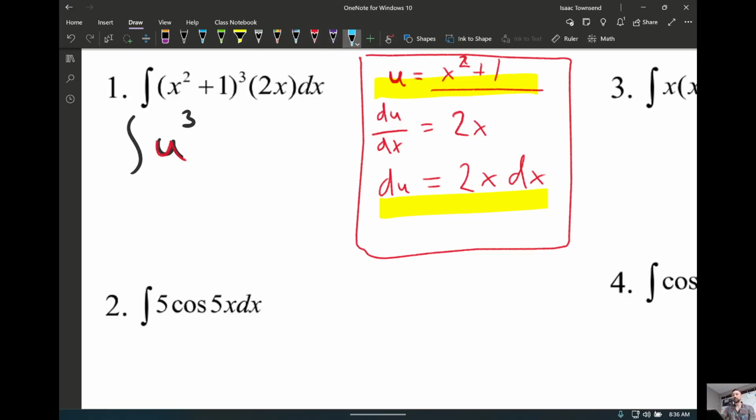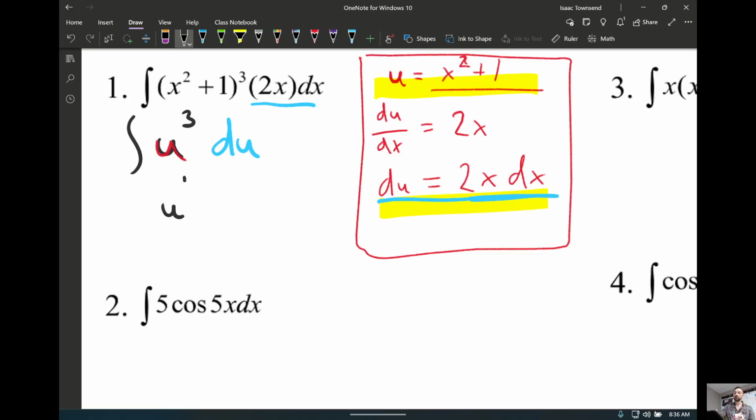And then the rest of the stuff is a perfect fit this time. The rest is 2x dx. Well, I know what 2x dx is equal to. It's equal to du. So by making those substitutions, I have phrased it in a way that makes a lot more sense in my head. So just like a moment ago, I told you didn't have to write this out to the side. You need to write it to finish this question.